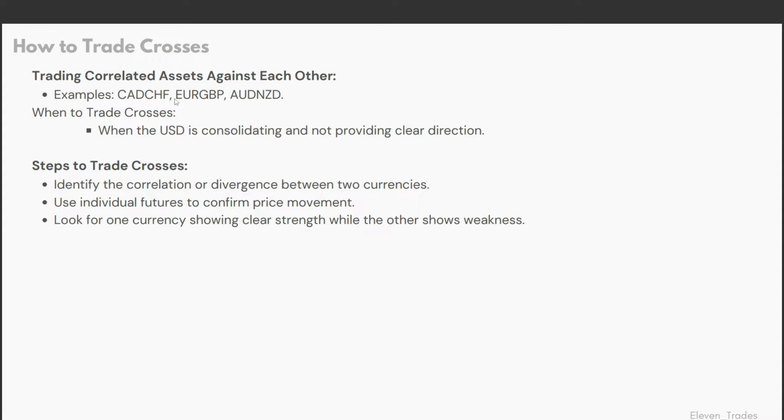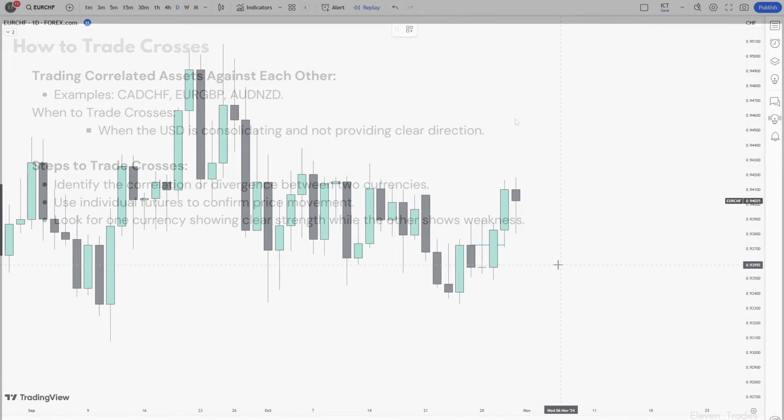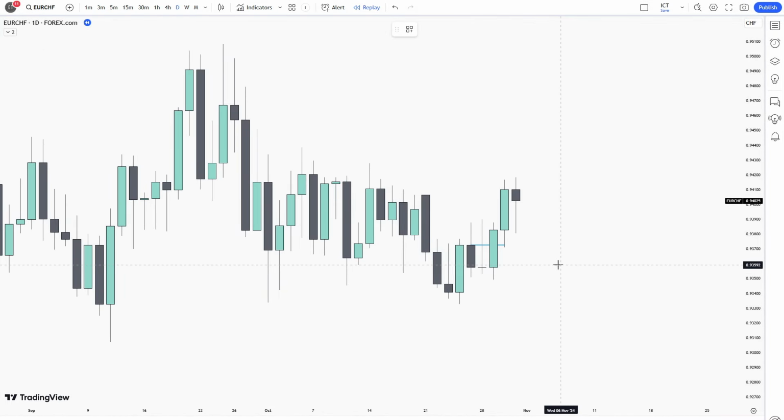We will compare the euro futures with the GBP futures. And if the euro is bullish and the GBP is weak or consolidating, then we can long the euro GBP, same as the previous pairs. But in this case, we need the dollar to be consolidating in the long term. Now in the last example, we will go over trading the crosses, which are the correlated pairs against each other.